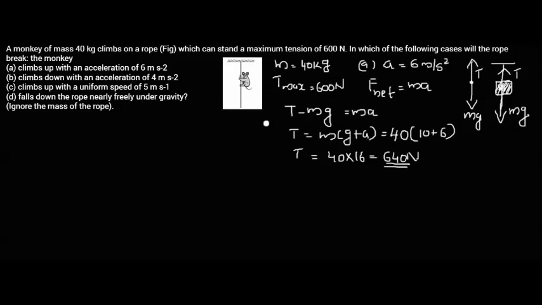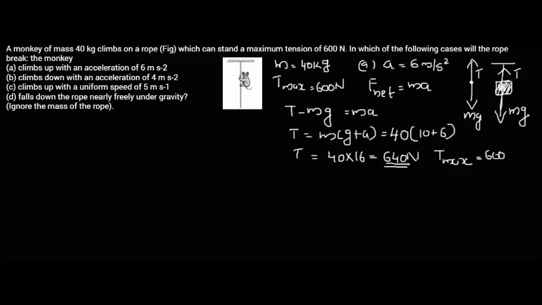Right. So when the monkey is climbing with this much acceleration in the upward direction, the tension in the string is 640 Newton. Now let's compare this tension with the maximum value of tension. The maximum value of tension is 600, but the tension offered in the string is 640. That means the tension in the string exceeds the maximum affordable tension. So in this case the rope will break, because the tension is greater than the maximum tension of the rope.